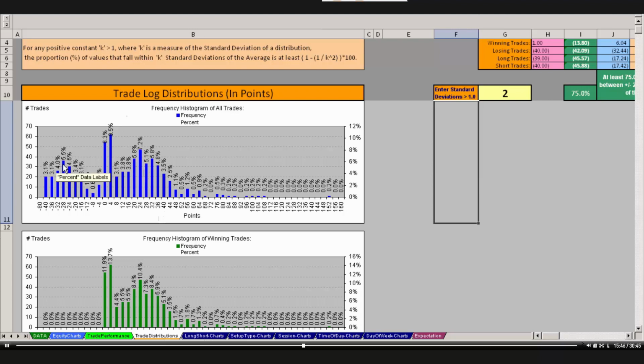Yes, you could look at the quantity of trades for each point bin, for each range of points, and on the other chart, you can actually see winning streaks. You could see the time element of those trades, and that is pretty cool.